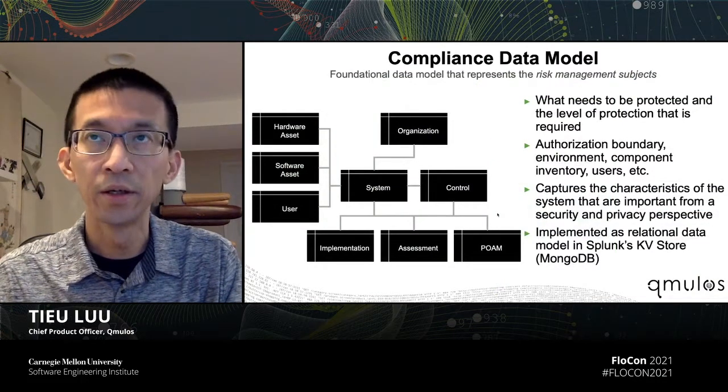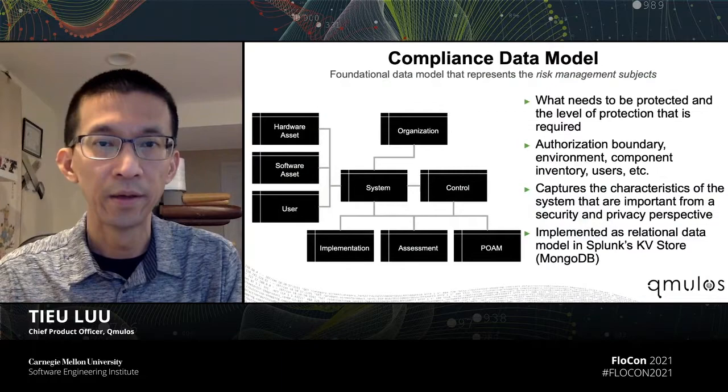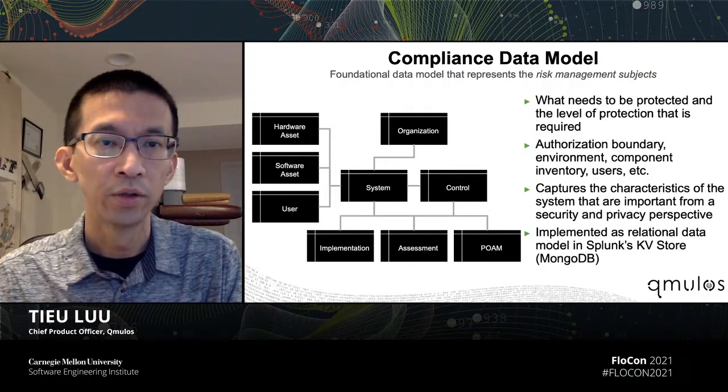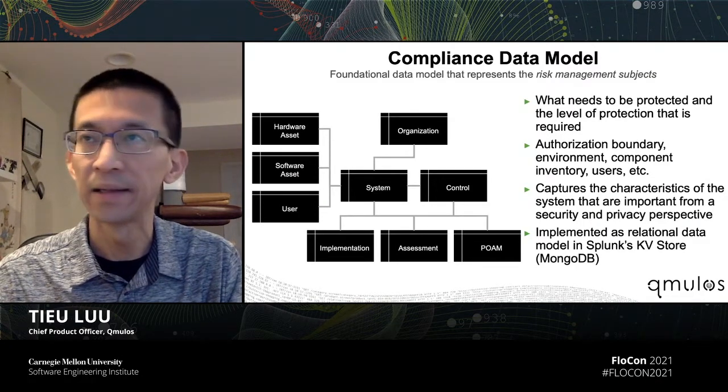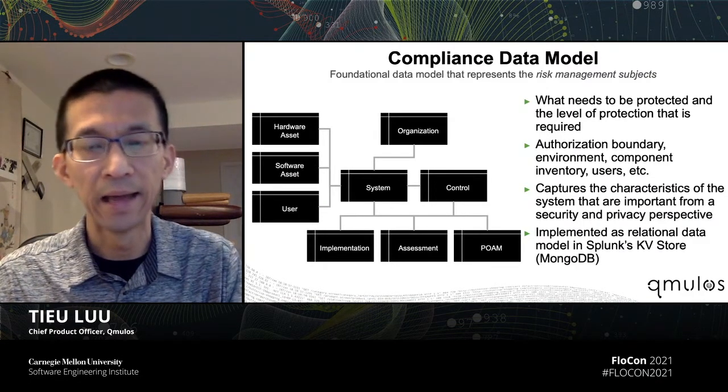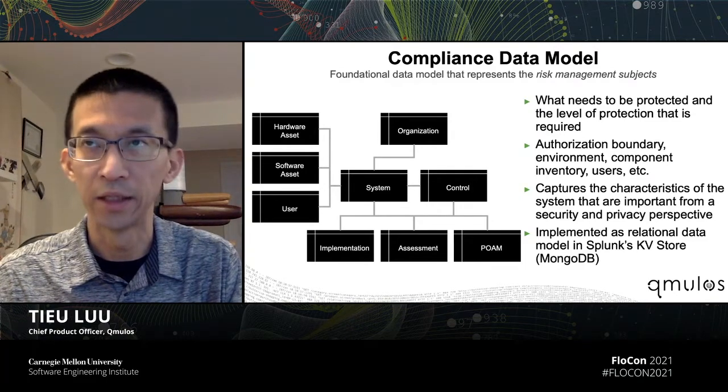As I mentioned, there are two data models that are the foundation for implementing this solution. The first one is the compliance data model. This data model basically represents the objects that need to be protected, what needs to be protected, and the characteristics that define the level of protection that's required.